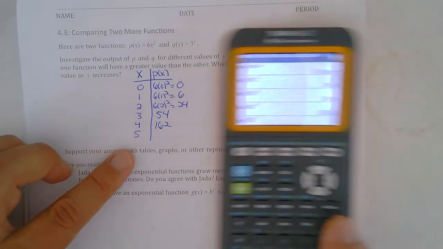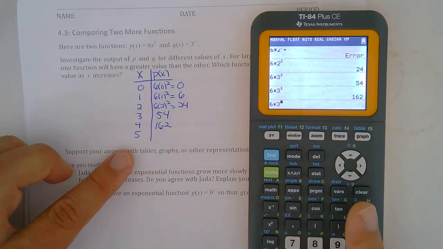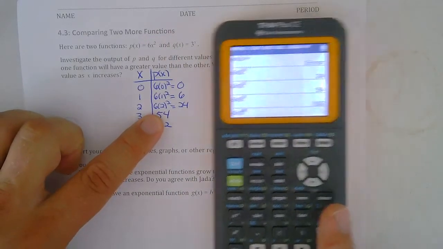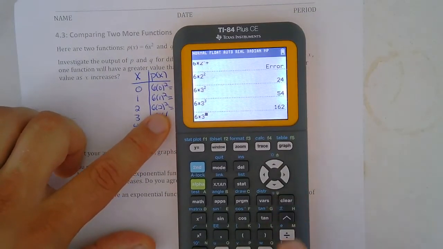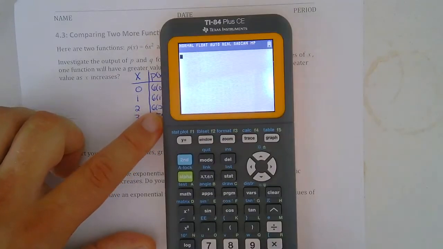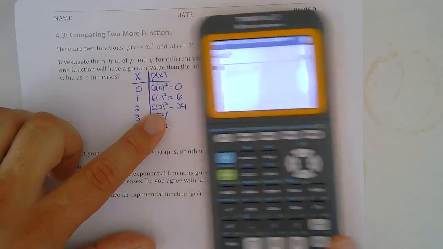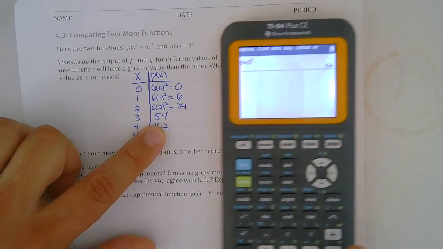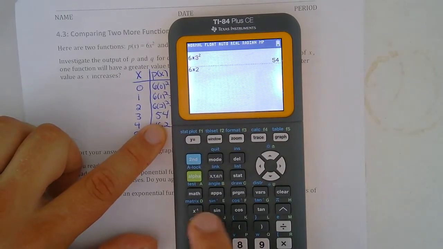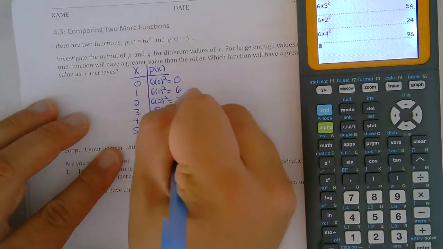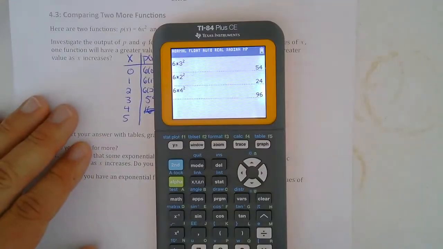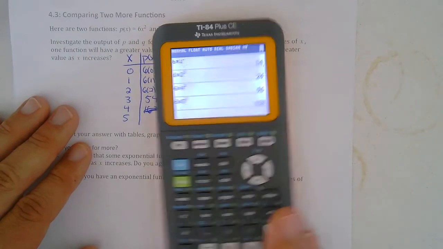Oh, that was 3 squared, so I put in a wrong one here. So let me just go back. I need 6 times 3 to the second power, which is 54. Just make sure I got 6 times 2 to the second power, 24. So then 6 times 4 to the second power is 96. And then 6 times 5 to the second power is 150.